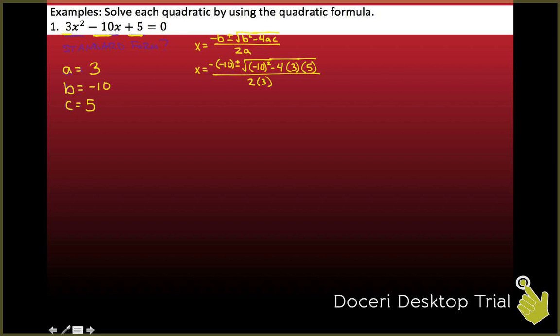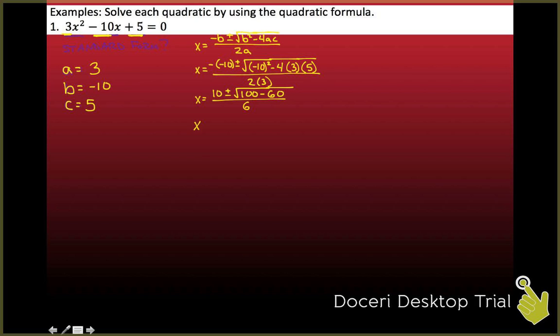From there, it's just calculating. And I know it looks tough, but negative 10 is going to turn into just 10, plus or minus square root of negative 10 squared is 100, minus 4 times 3 times 5, if you do that in your calculator, is 60. All over 2 times 3 is 6. So it already looks quite a bit simpler.